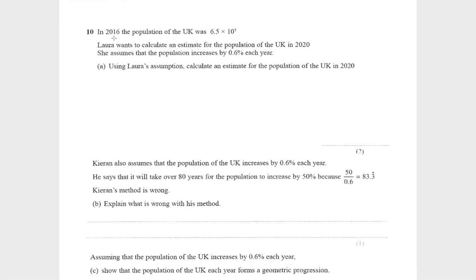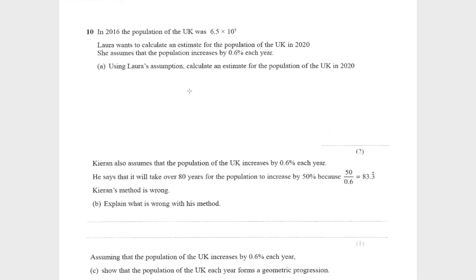Question 10. In 2016, the population of the UK was 6.5 times 10 to the power of 7, so standard form there. Laura wants to calculate an estimate for the population of the UK in 2020. She assumes the population increases by 0.6% each year. Using Laura's assumption, calculate an estimate for the population of the UK in 2020.